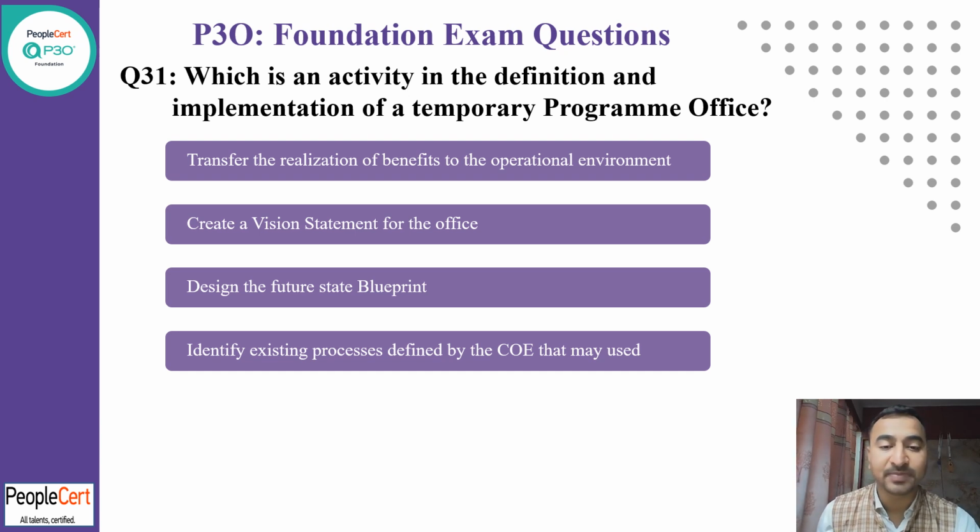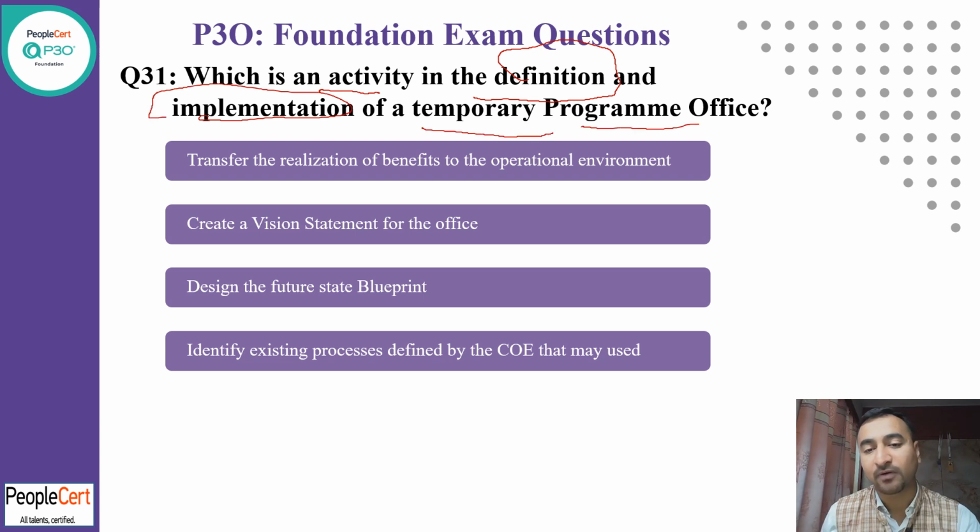Transfer the realization benefits to operational environment, create a vision statement for the office, define the future state blueprint, identify existing process defined by COE that may be used. Take a pause and write your understanding of what would be the correct answer. So let's solve this. Which is an activity in the definition and implementation of a temporary program office?